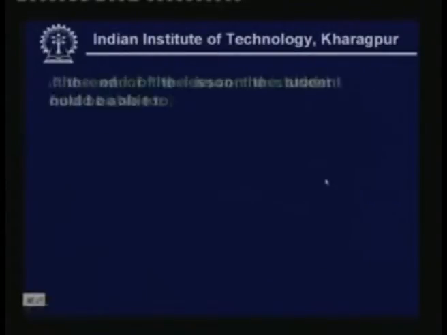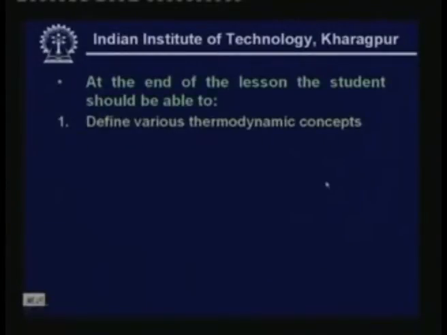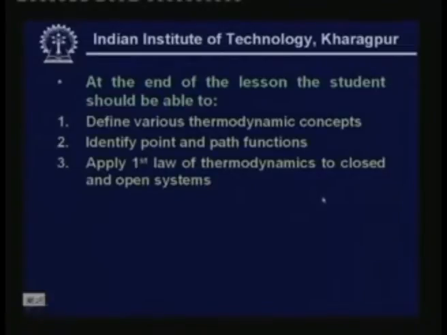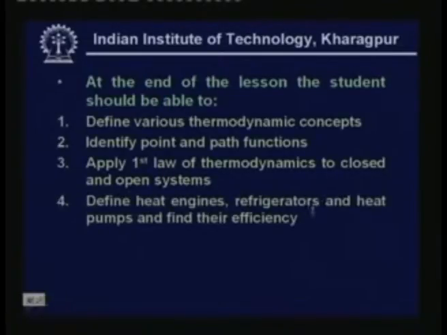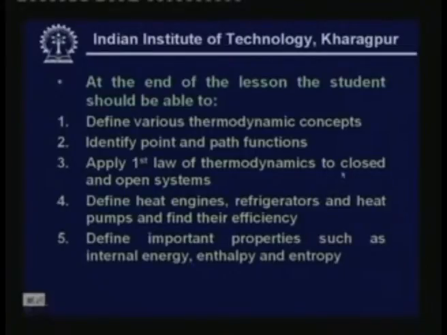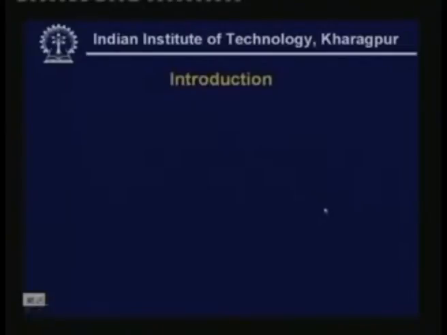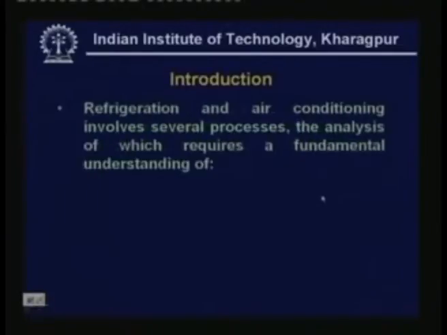And at the end of the lesson, you should be able to define various thermodynamic concepts, identify point and path functions, apply first law of thermodynamics to closed and open systems, and define heat engines, refrigerators and heat pumps and find their theoretical maximum efficiency, and define important properties such as the internal energy, enthalpy and entropy. So, why do we need to do the review?